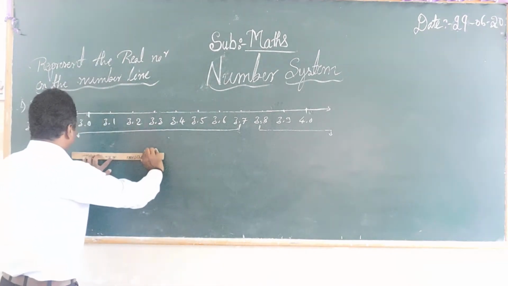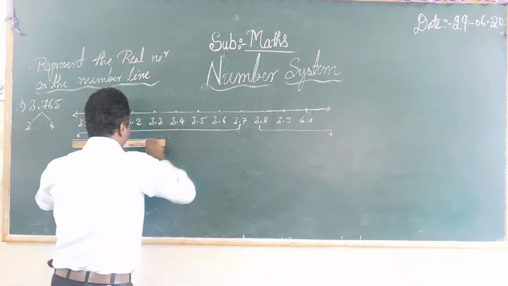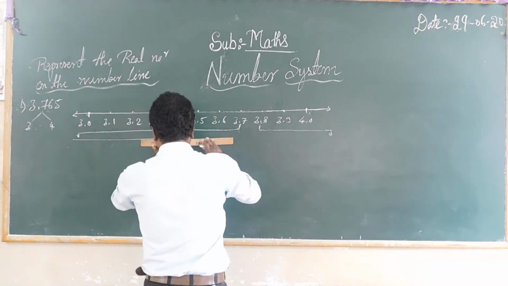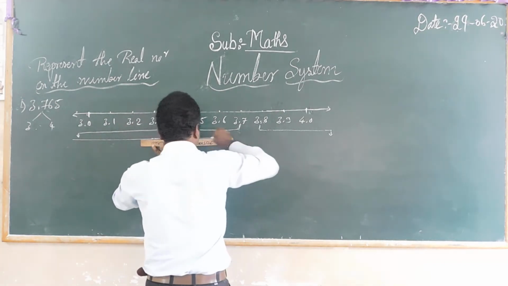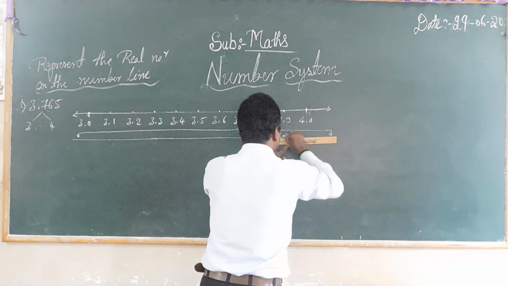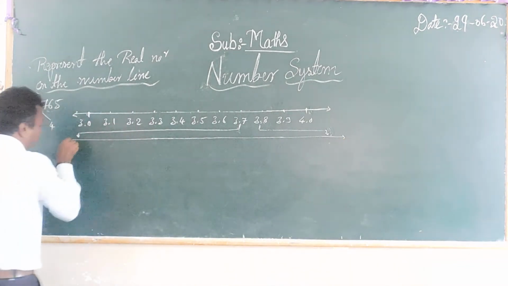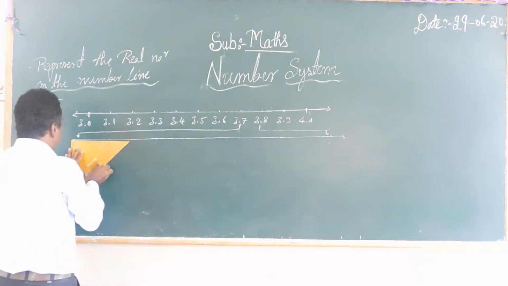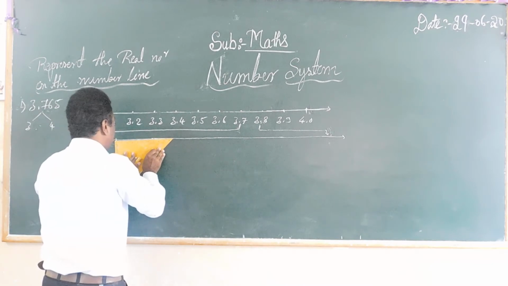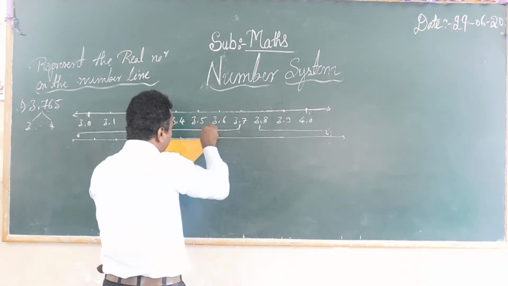Again draw one line. Again take the scale and mark 2 centimeter as 1 unit. You can take any suitable measurement. This is your convenience.